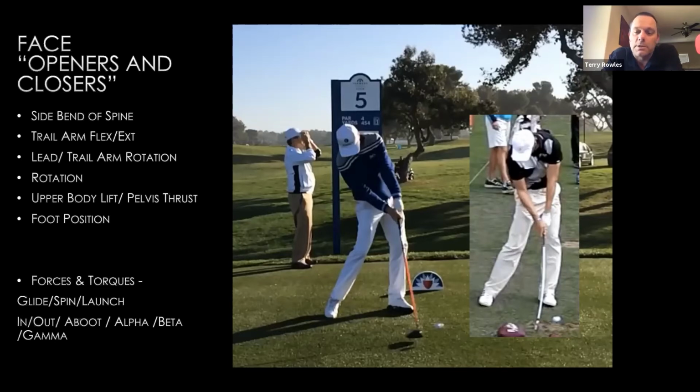So the things that we see from the data are side bend is the number one correlation of club face angle, trail arm flexion extension. So the rate and style of its straightening is a very important thing. Lead and trail arm rotation, of course, rotation itself, right? So when we see a stronger grip, the torso tends to open up more.